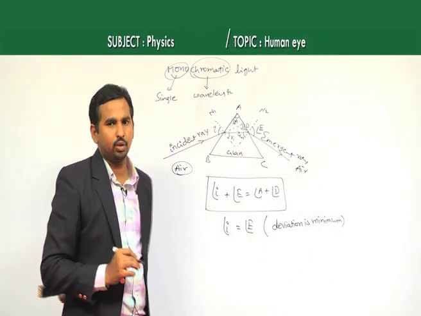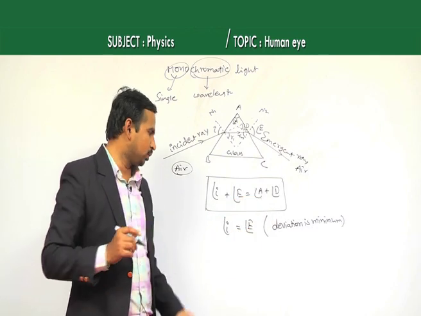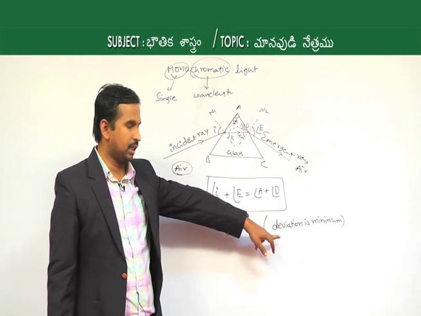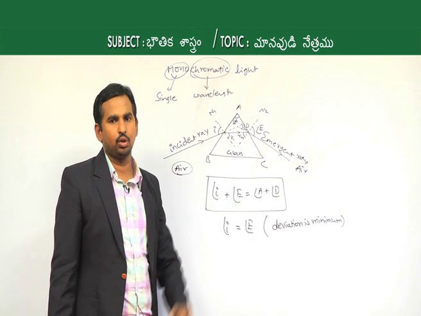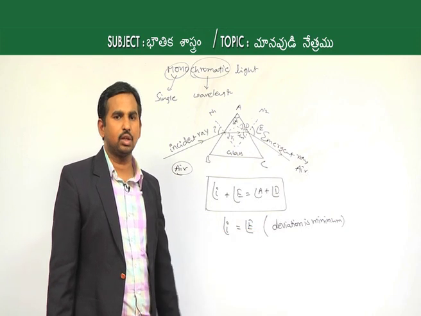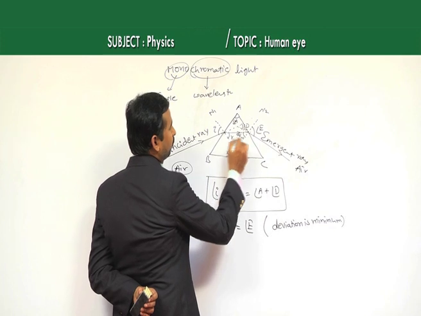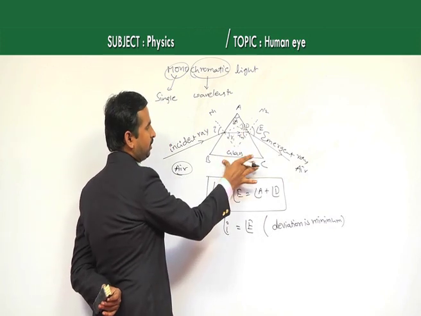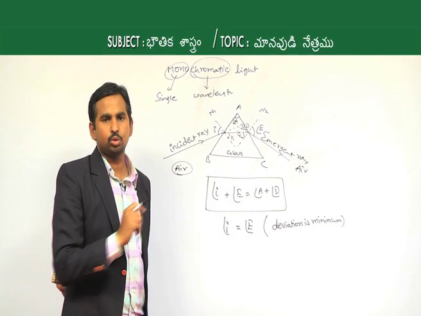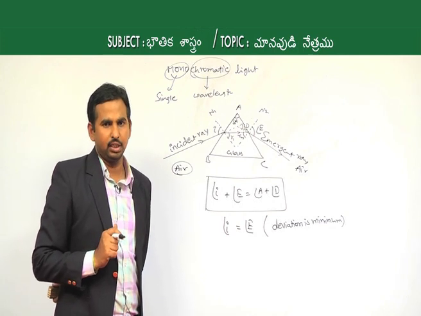Okay. So, when you increase the angle of incidence, the angle of deviation gradually decreases. At one particular stage, the angle of incidence is equal to the angle of emergence. That point is called the minimum deviation point. Remember, at minimum deviation, the refracted ray inside the prism and the base BC are parallel to each other. Then we can say the light ray is deviating minimum.